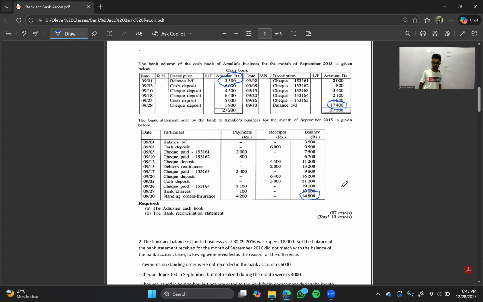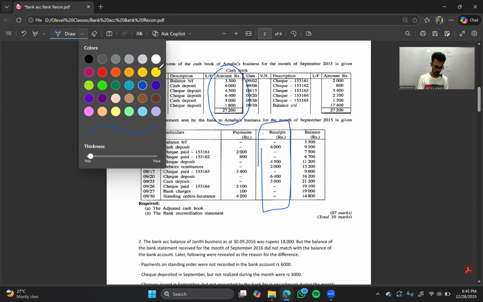We need to find them by cross checking. You have to cross check what the differences between these accounts are. You have to say it like this. The debit side items, you have to see whether these debit side items are there on the credit side, in the receipts column.